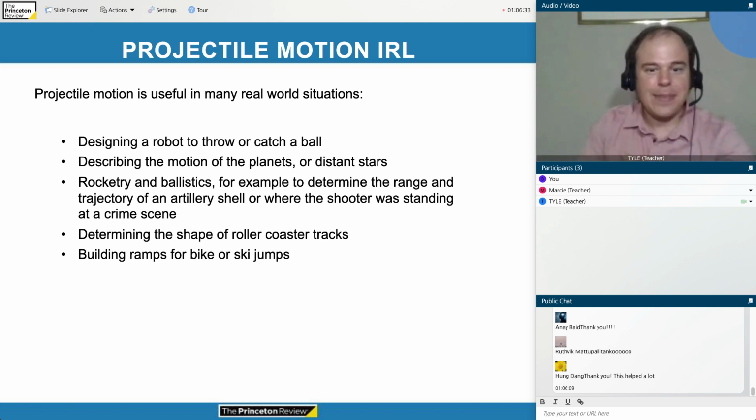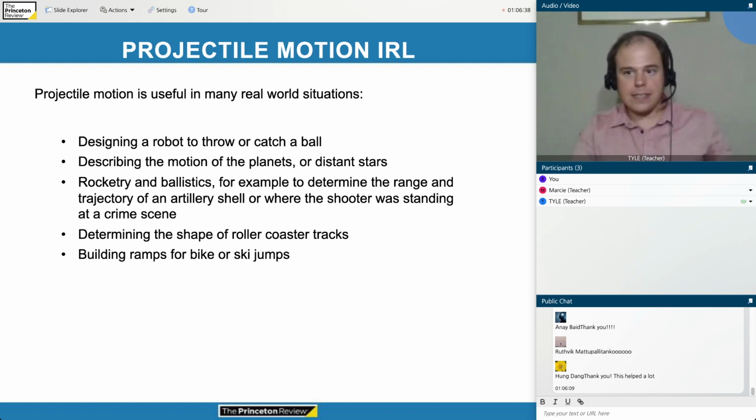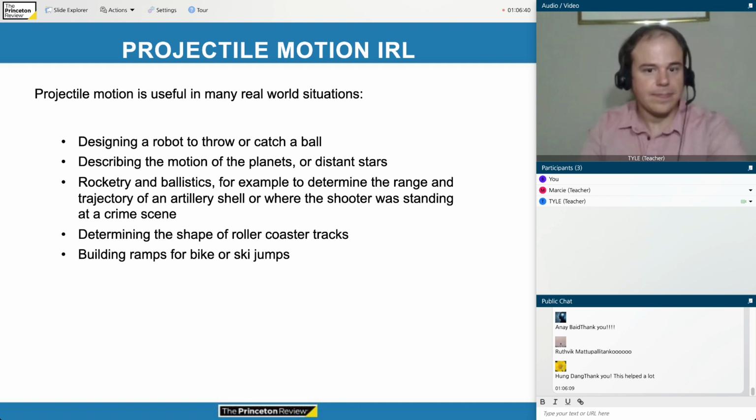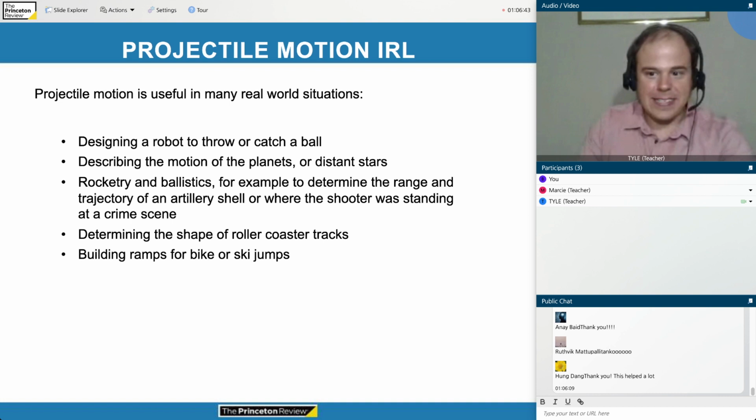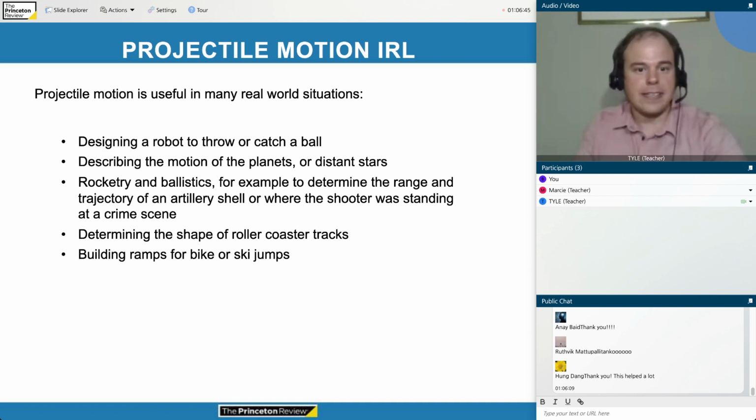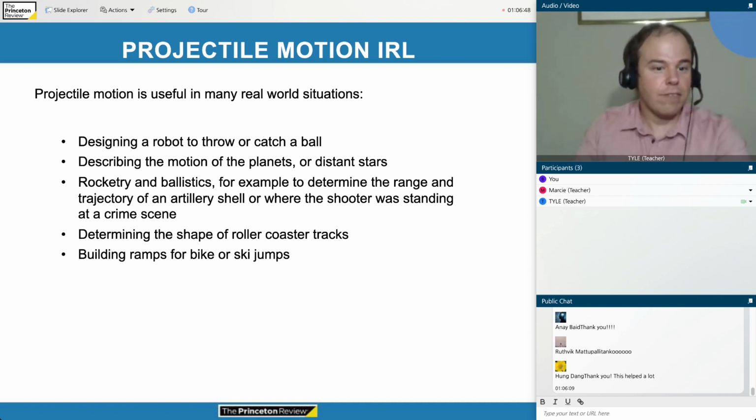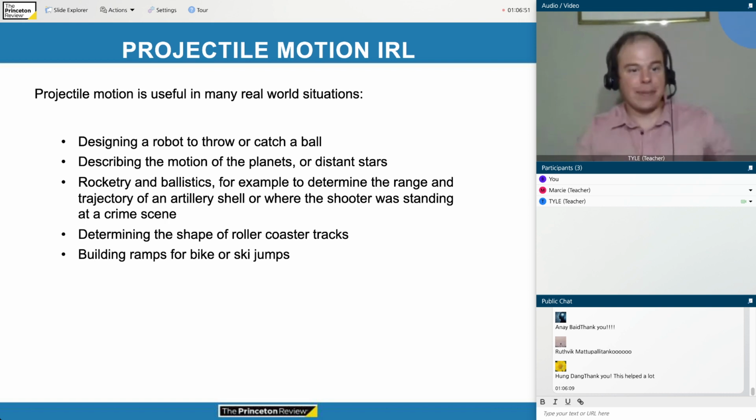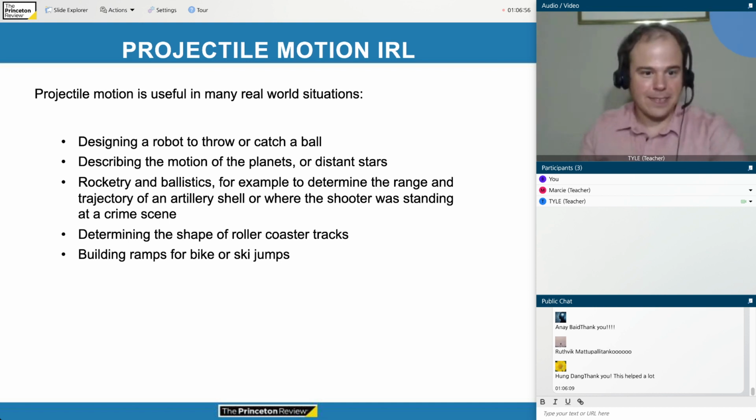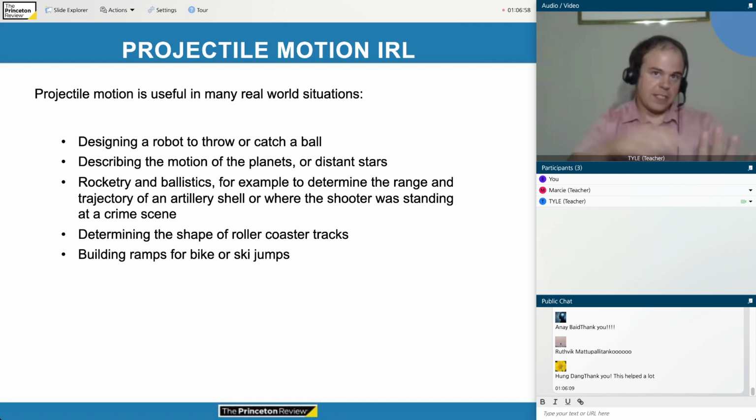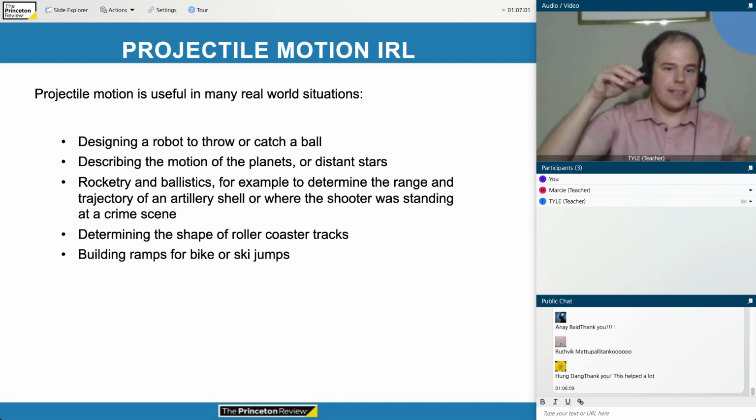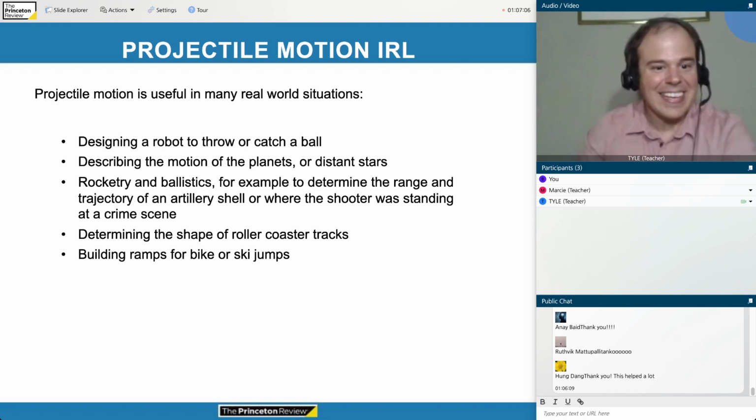Similarly, when we describe the motion of the planets or distant stars, we use these same equations of projectile motion since for many celestial bodies, it's a pretty good assumption that acceleration is constant or uniform. For rocketry and ballistics, for example, to determine the range and trajectory of artillery shells, or to determine at a crime scene where the shooter must have been standing based on the angle and velocity that you infer from the penetration of the bullet, to figure out where he or she was standing.